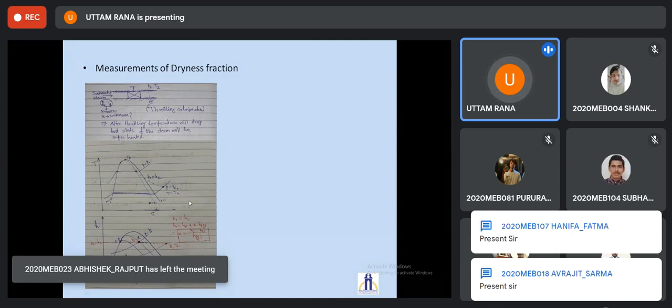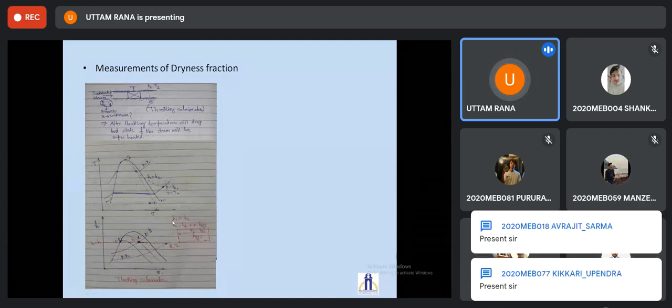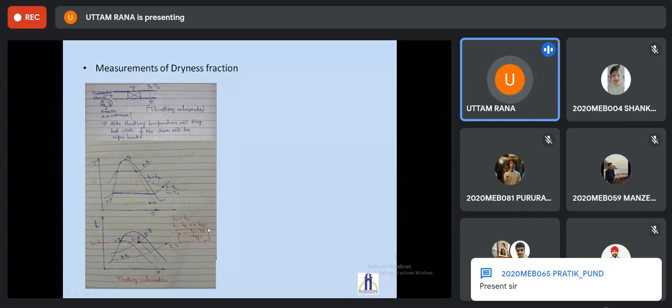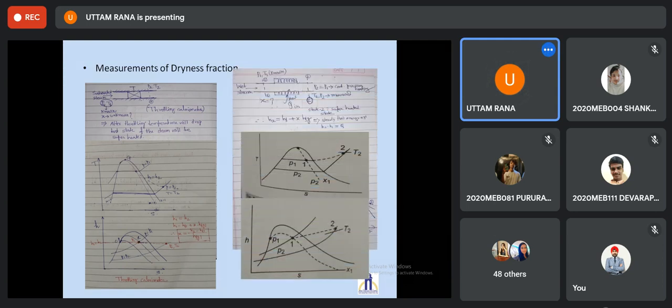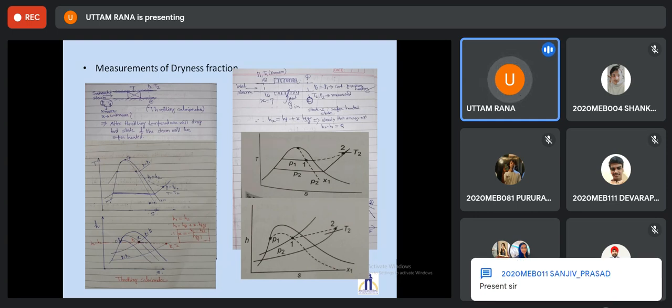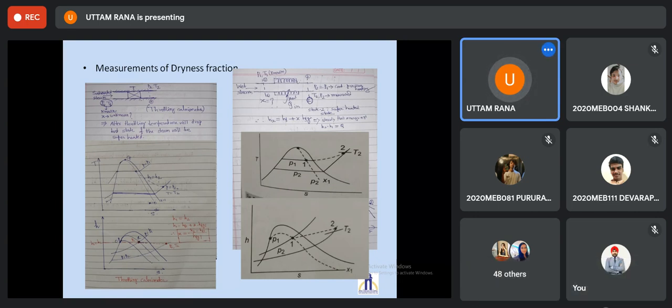Once we know the value of H2, we know H1 is equal to H2 during the throttling process. Now what is H1? H1 is hf1 plus x times hfg1. So x may be written as (H2 minus hf1) divided by hfg1. So this is the basic operating principle of a throttling calorimeter. A similar kind of technique may be used in some other kinds of calorimeters. We'll discuss that.